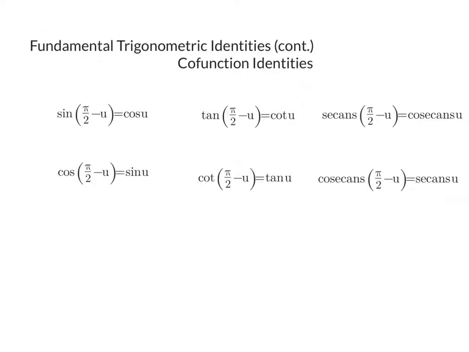These are new, so some cofunction identities that you need to be aware of: sine of pi over 2 minus u gives you cosine of u. Tangent of pi over 2 minus u is cotangent u. Secant of pi over 2 minus u is cosecant u. Cosine of pi over 2 minus u is sine u. Cotangent of pi over 2 minus u is tangent u. And cosecant of pi over 2 minus u is secant u.